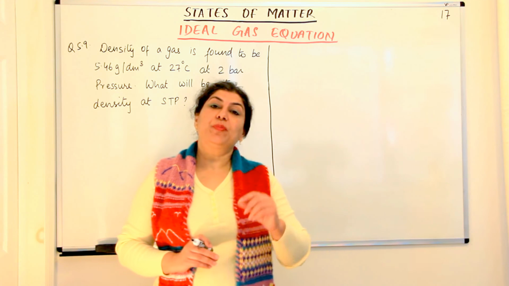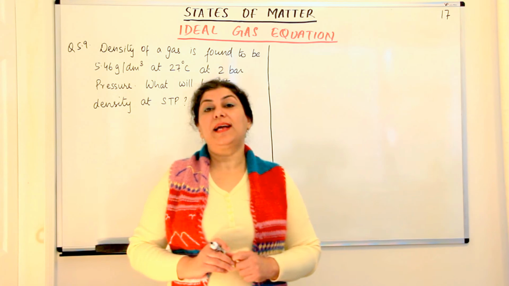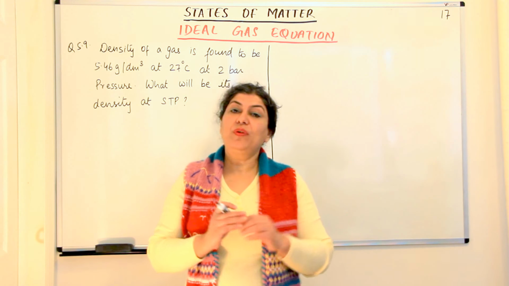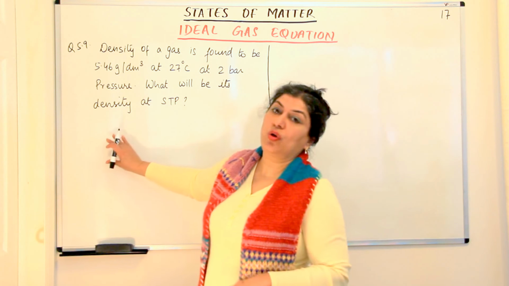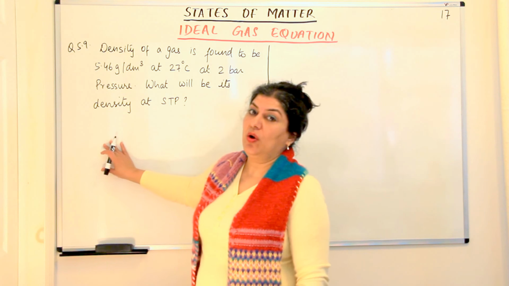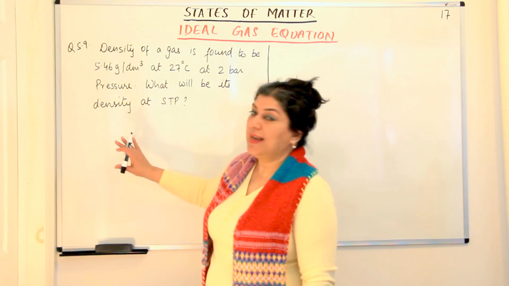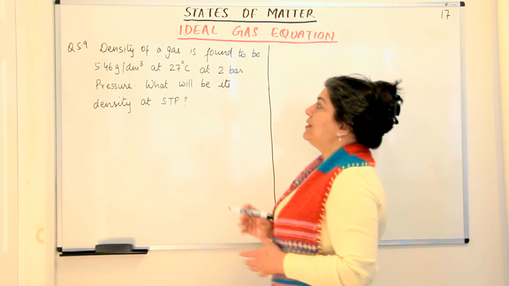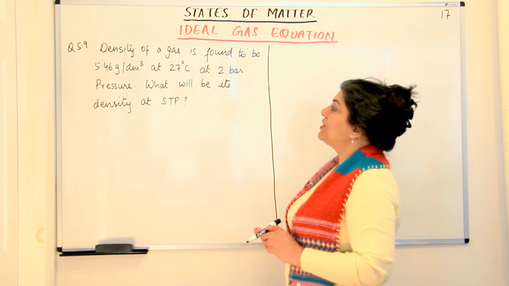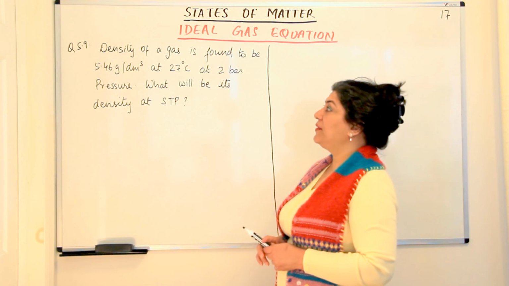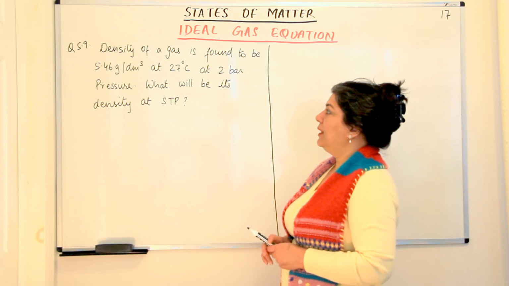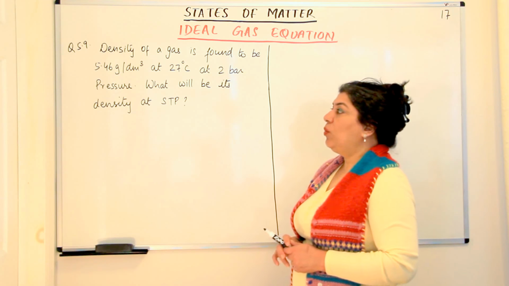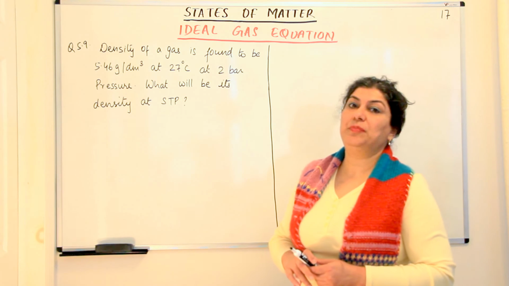We were solving some numerical problems based on the ideal gas equation from the NCERT textbook exercises. Moving on with that, I would now like to solve question 5.9 of your NCERT text exercise, which is based on the ideal gas equation. The question is that the density of a gas is found to be 5.46 gram per decimeter cube at 27 degrees Celsius at 2 bar pressure. What will be its density at STP?